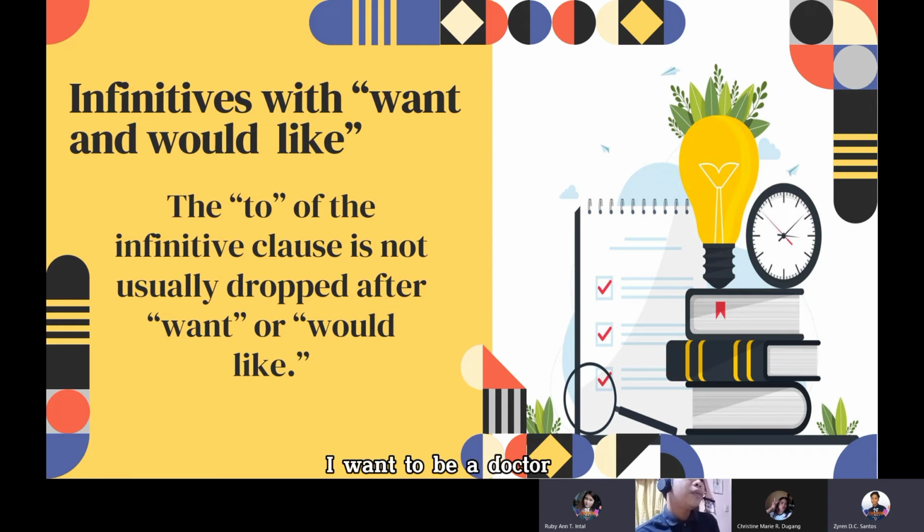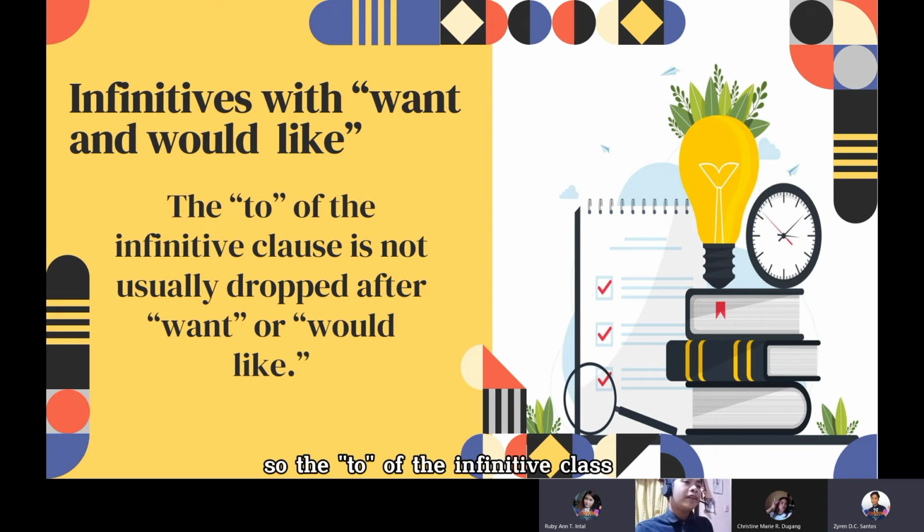I want to be a doctor. And I would like to have a house. I would like to have a car, just like that. So it means that the infinitives with want and would like have a complement verb, or also have infinitives on them. So let's see how it works in shortening infinitives.